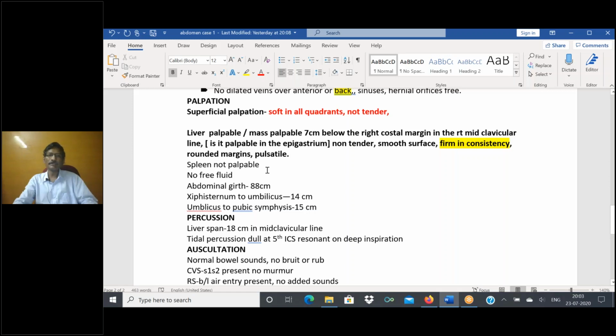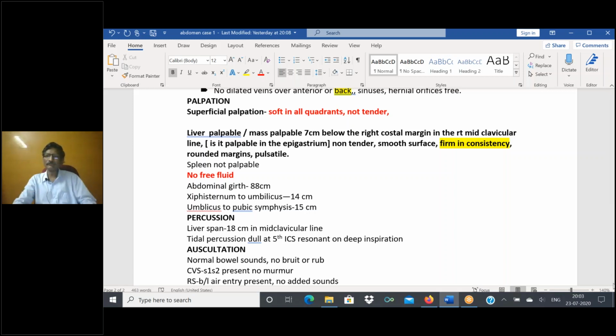Spleen is not palpable, kidneys are not palpable. No free fluid, don't document it because it's a percussion finding. Don't mention no free fluid because you cannot find it with palpation. So then you have told about the measurements and all. Basically, you are looking into the palpation of the organs only. So I think that you have elaborated.